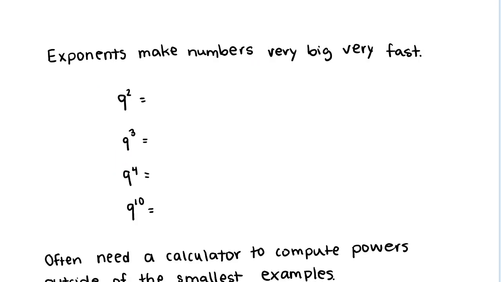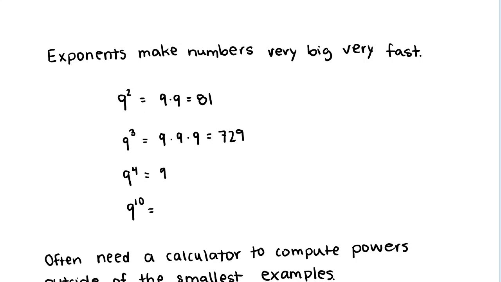Another thing I should mention is that exponents make numbers very big, very fast. For example, if I have 9 raised to the power 2, in other words, 9 multiplied to itself twice, this is one example we computed earlier, it's 81. And then if I increase that exponent by 1, that's 9 times 9 times 9, or in other words, 81 times 9. I can't do this in my head. If I use a calculator, I get 729.